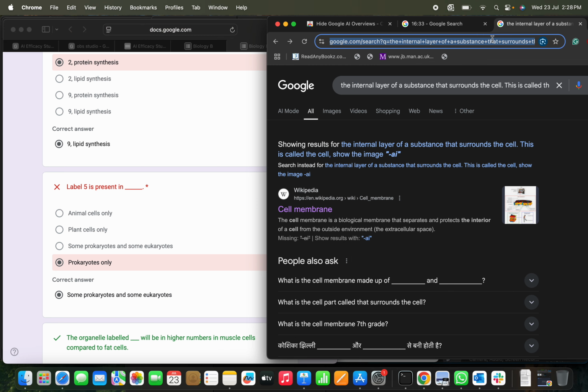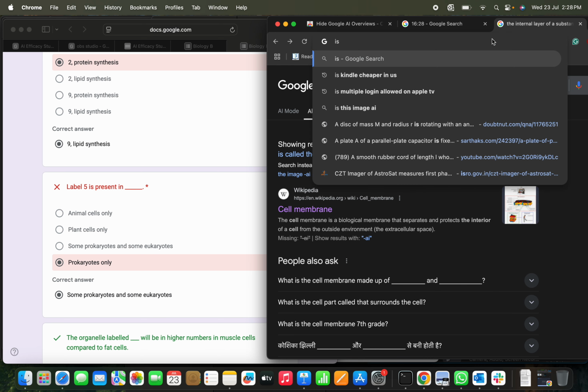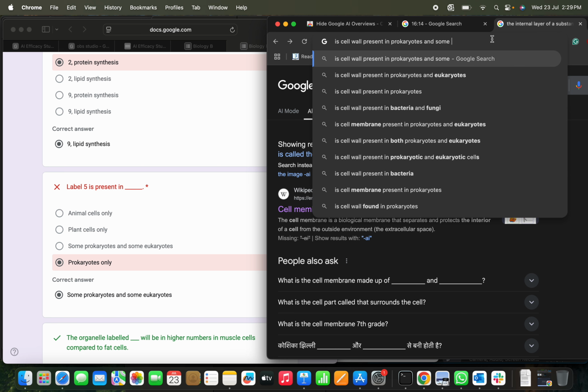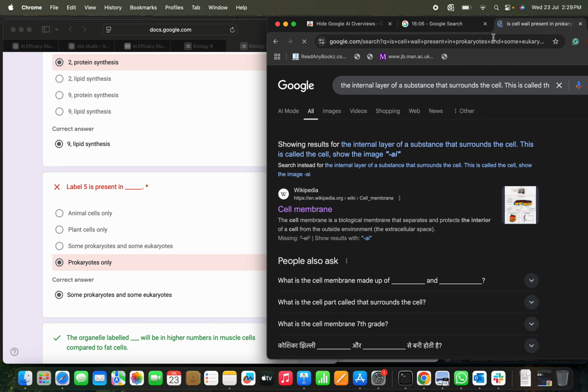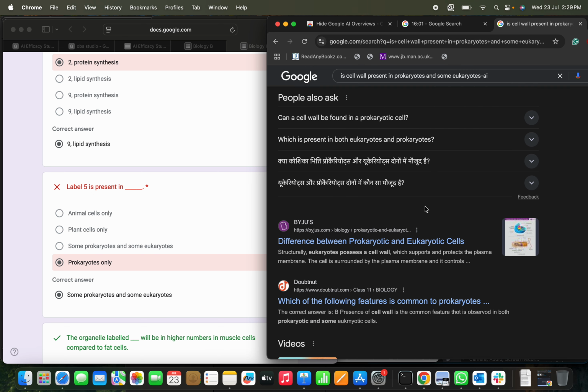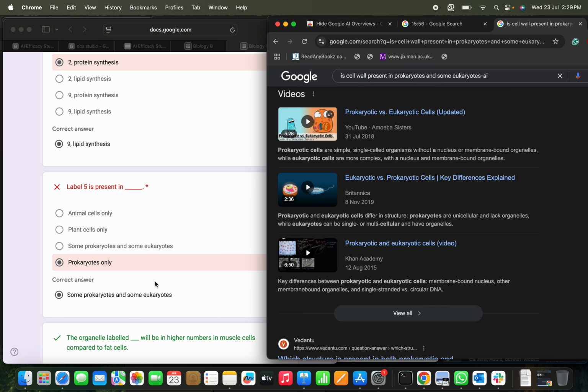Let me guess, and let's write: is cell wall. I hope this one is cell wall, present in some prokaryotes and some eukaryotes. Okay, cell wall. I'm not sure how to ask this and understand this.